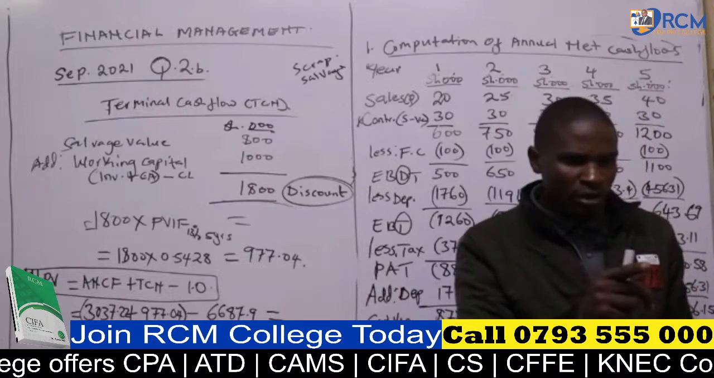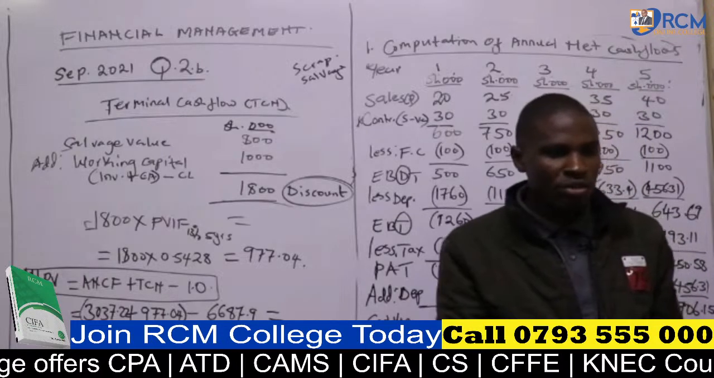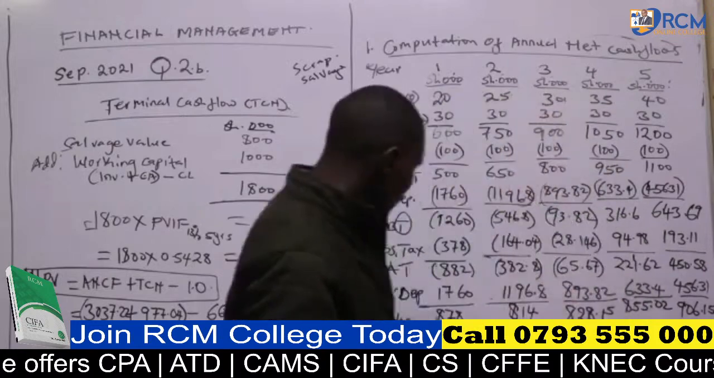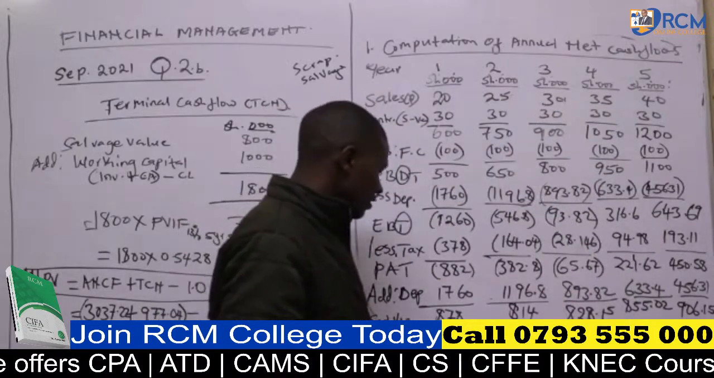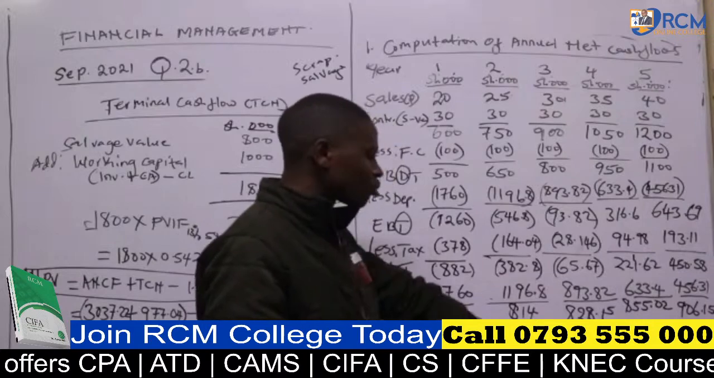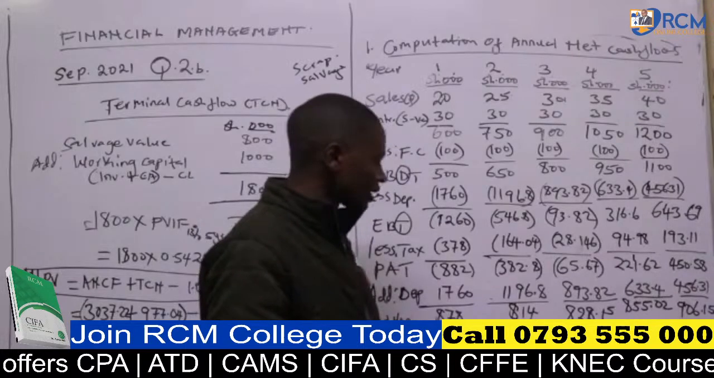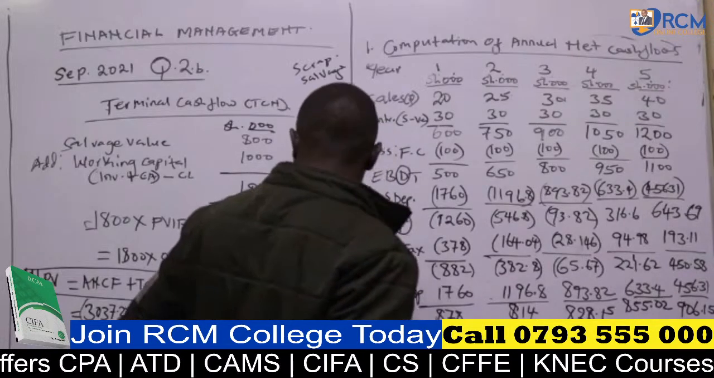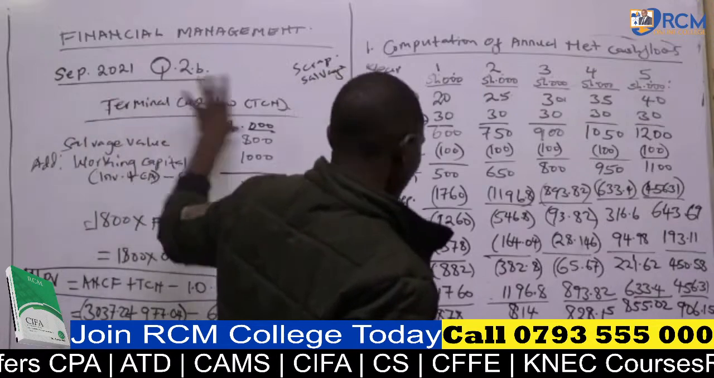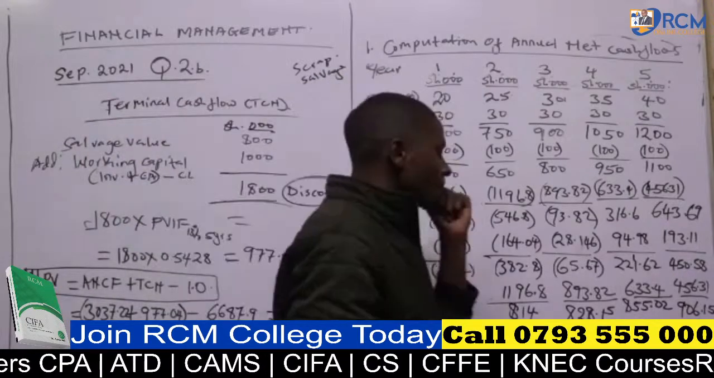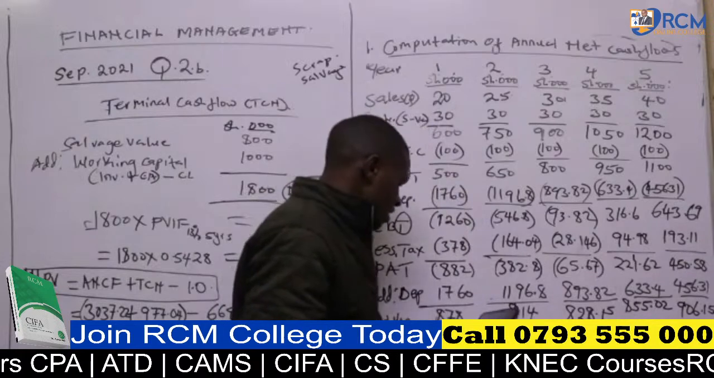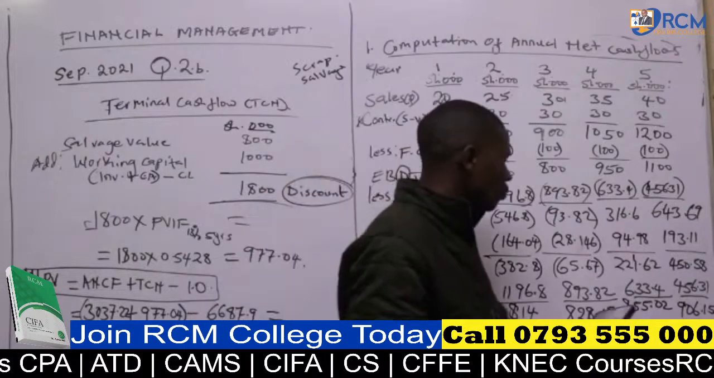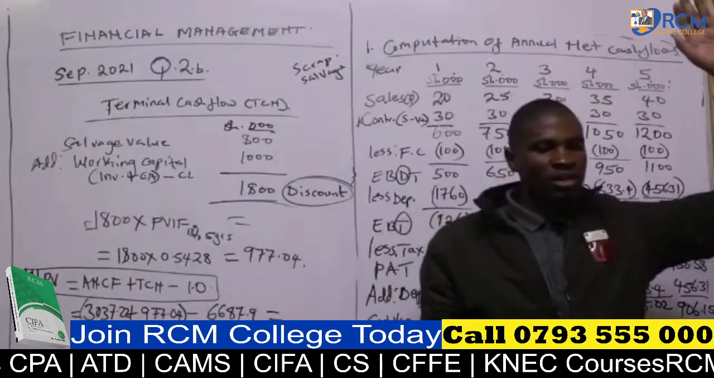Imetoka wapi? Salome ameuliza vizuri kabisa. Ongeza hizi. Salome, 777 total annual cash flow. Tunataka sasa total annual cash flow ili tuweze kuziongeza pamoja na our TCN so that we are able to subtract our initial outlay. Ongeza hizi zote. So kwa miaka 5. Salome, are we together?